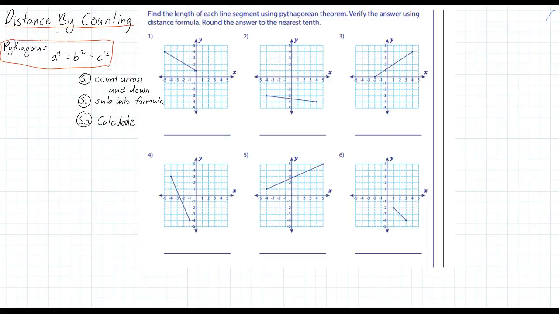Today's question reads, find the length of each line segment using Pythagorean theorem, verify the answer using the distance formula, then round the answer to the nearest tenth. All we're going to do today is the first part of that question, which is just finding the length of the line segment using Pythagoras' theorem.